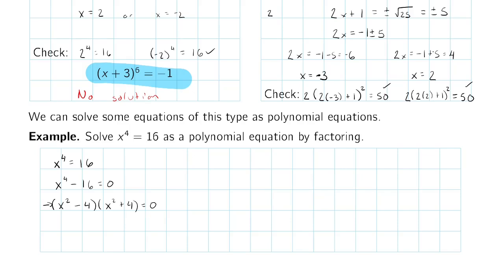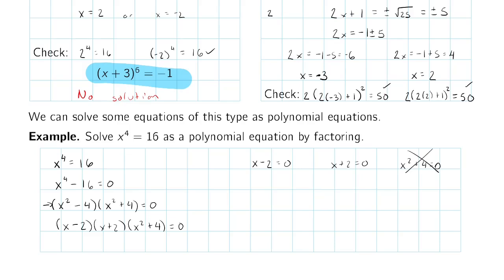But then x squared minus 4 is still a difference of squares. (x minus 2)(x plus 2)(x squared plus 4) is equal to 0. So that means either x minus 2 is 0, x plus 2 is 0, or x squared plus 4 is 0. I think it's pretty easy to see that this one can't happen. x squared is always non-negative. If I take something non-negative and add 4 to it, I'm not going to get 0.